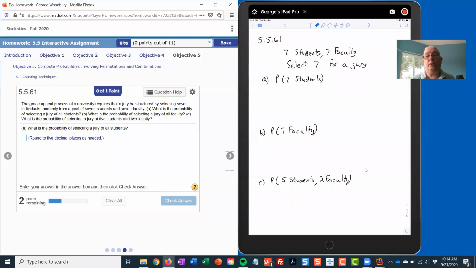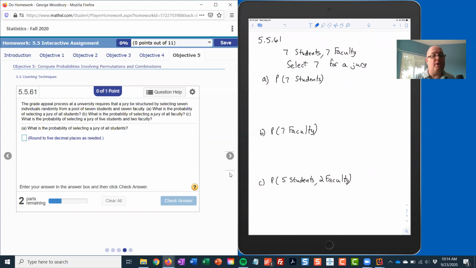Hey class, it's Mr. Woodbury, going to help you out with problem 5.5.61 from the interactive assignment for section 5.5. There's a pool of 7 students and 7 faculty, and we're being asked to select 7 of these people for a jury. We're going to find the probability that all 7 are students, that all 7 are faculty, and then finally that 5 are students and 2 are faculty.